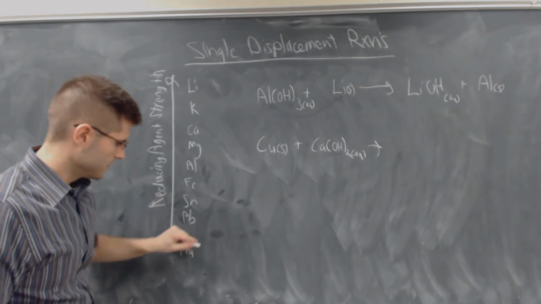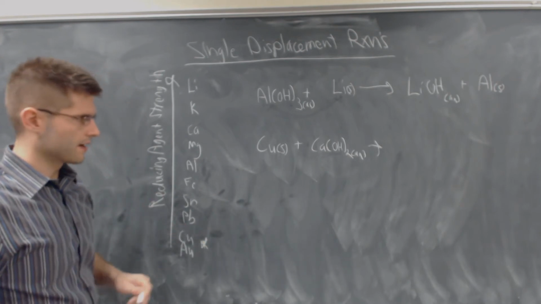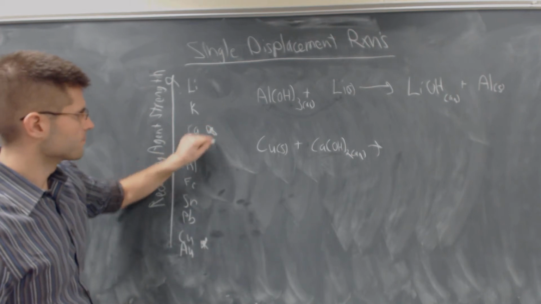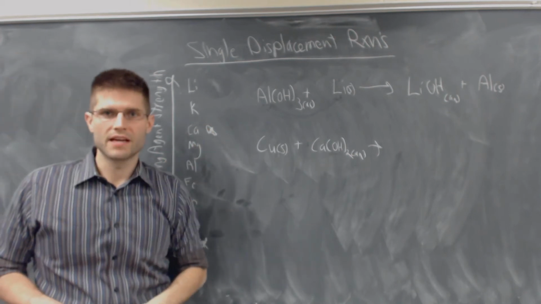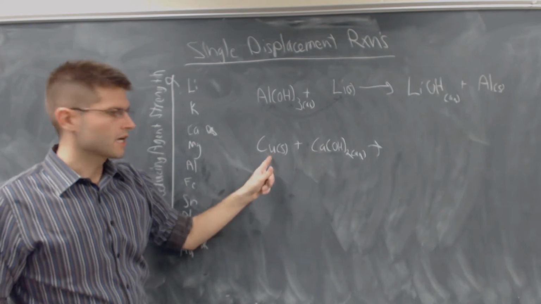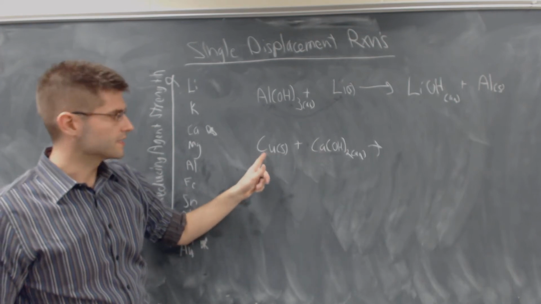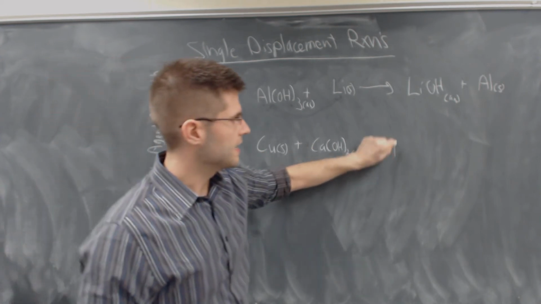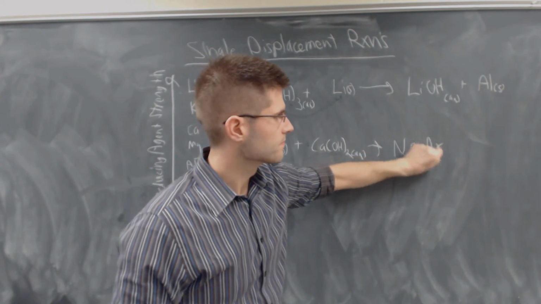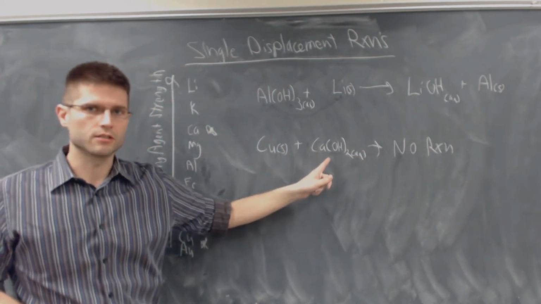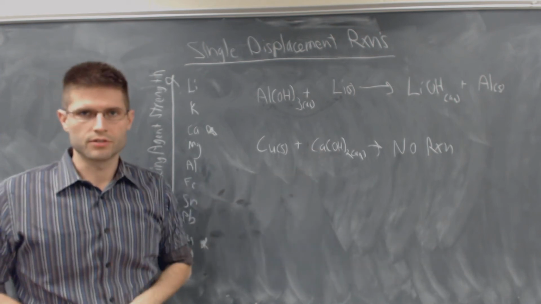So now we look. Copper is way down here at the bottom. Calcium is way up here at the top. Calcium is already the better reducing agent. So in this case, it's already in solution. Copper is not a strong enough reducing agent to kick it out. So this ends up being a no reaction. If the element that's higher on the list is already in solution, no reaction proceeds.